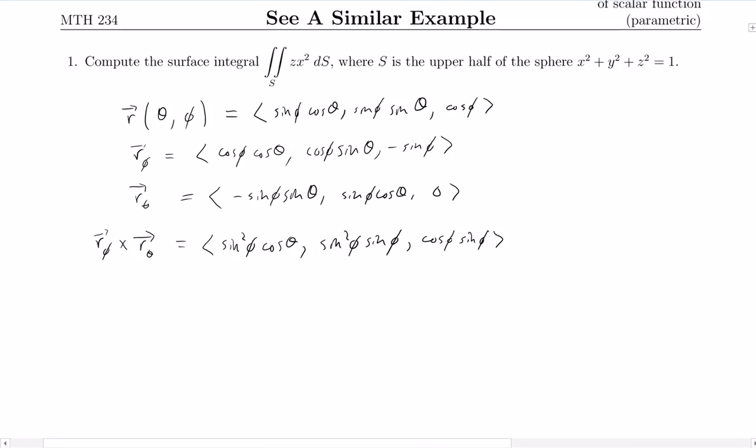And finally, what we really need, the real reason we did the last 3 lines of computation, is that we need the norm of this. The reason being, when we substitute in the integral, dS will be replaced with this quantity.